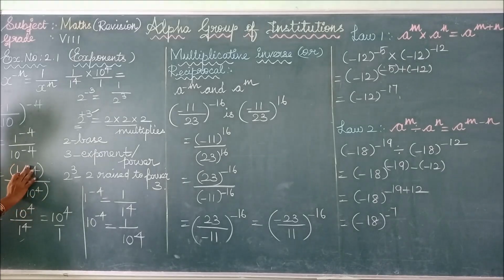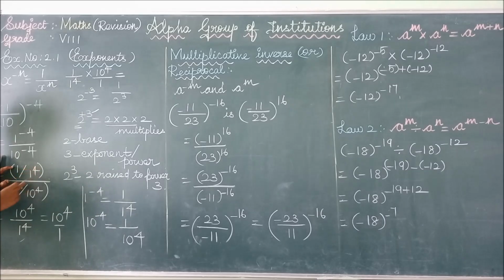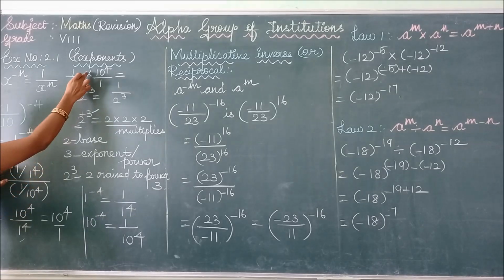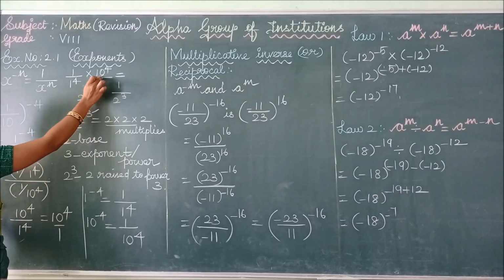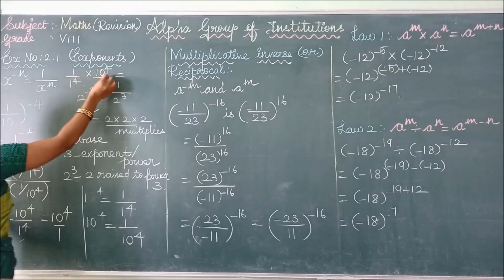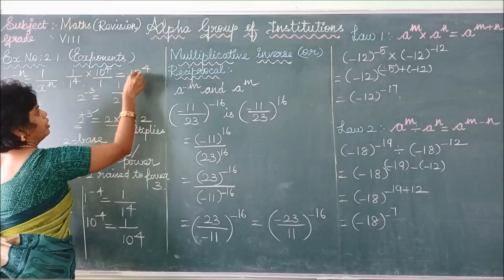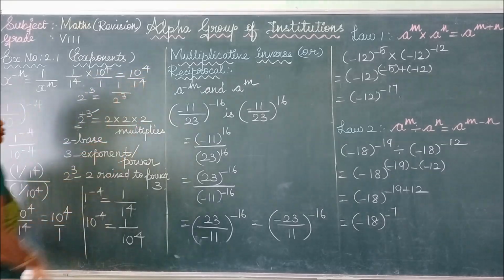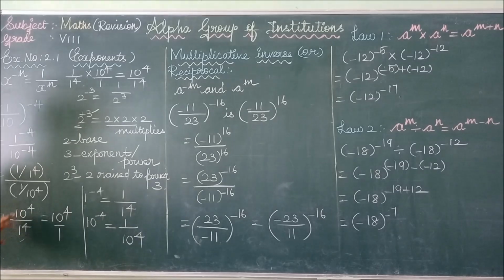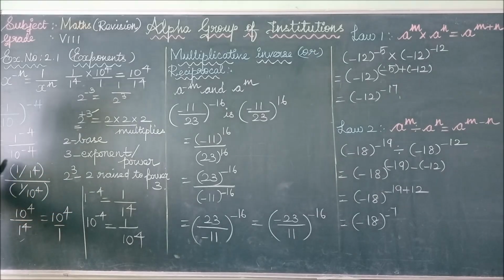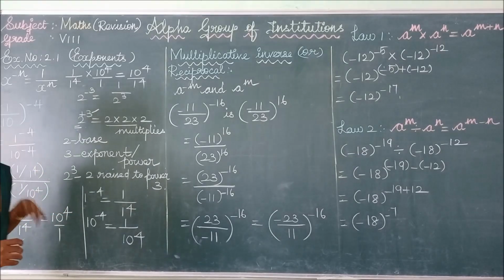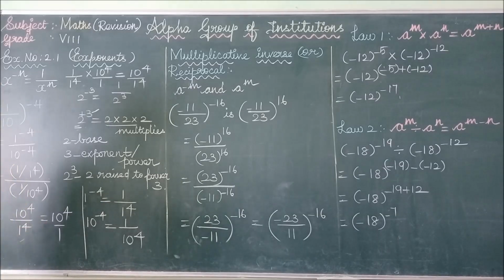Then this format can be rechanged. 1 divided by 1 power 4. This division can be changed into a multiplication, meaning the value gets reciprocal. Reciprocal means what? 10 to the power 4 by 1. For multiplying this one you get 10 to the power 4 and 1 to the power 4. So that one I have done here. 1 power 4 is again 1. So you can write the answer simply as 10 to the power 4. This is evaluation. Next topic is multiplicative inverse or reciprocal.